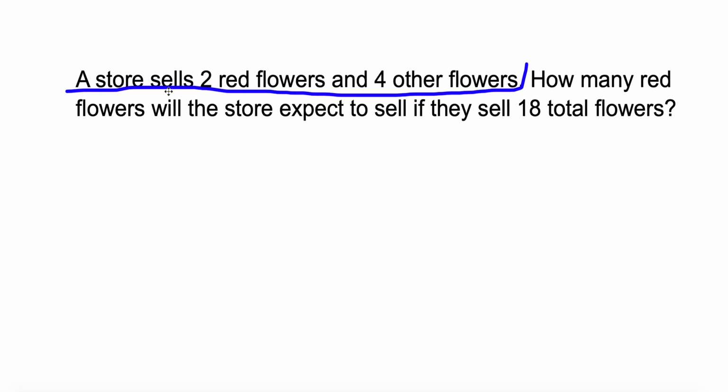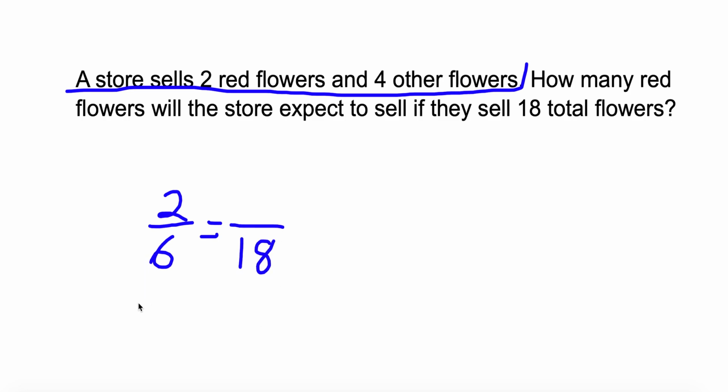But notice it says the store sells 2 red flowers and 4 other flowers. So that means this 2 red flowers is not in the total count of flowers, because the 4 are other types. So what we have to do is put 2 and 4 together to get 6. So now we know our experimental probability is 2 out of 6. 2 red flowers to 6 total flowers. Not 2 to 4, because we have to use all the flowers, and that wouldn't work because this is a total down here. And we set that up the same way over 18.